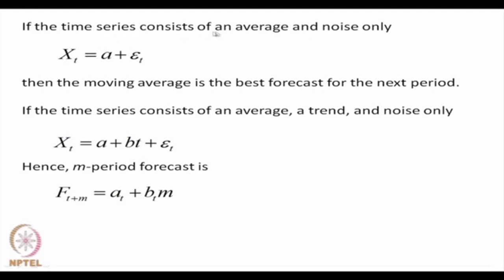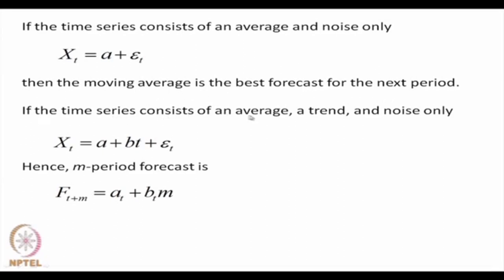Now, if the time series consists of an average and noise only, it is expressed in this manner, then the moving average is the best forecast for the next period. That means you find out the x bar t, and that's the best forecast.